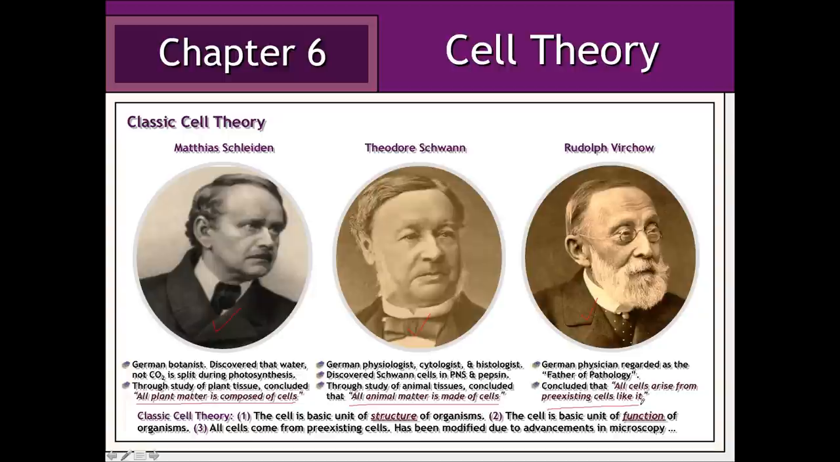The observations of Schleiden, Schwann, and Virchow became organized into what is now known as the classic cell theory, which simply states that cells are both the basic unit of structure and function of all organisms. Moreover, cells result from the reproductive processes of other cells. As we would expect, the classic cell theory has since been modified due to significant advances in microscopy in the nearly century and a half since it was first proposed.